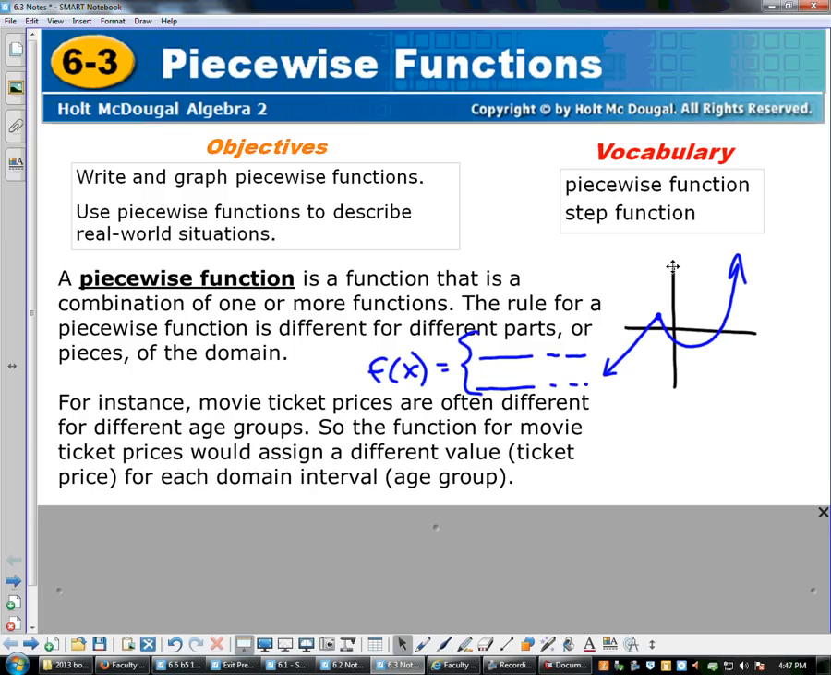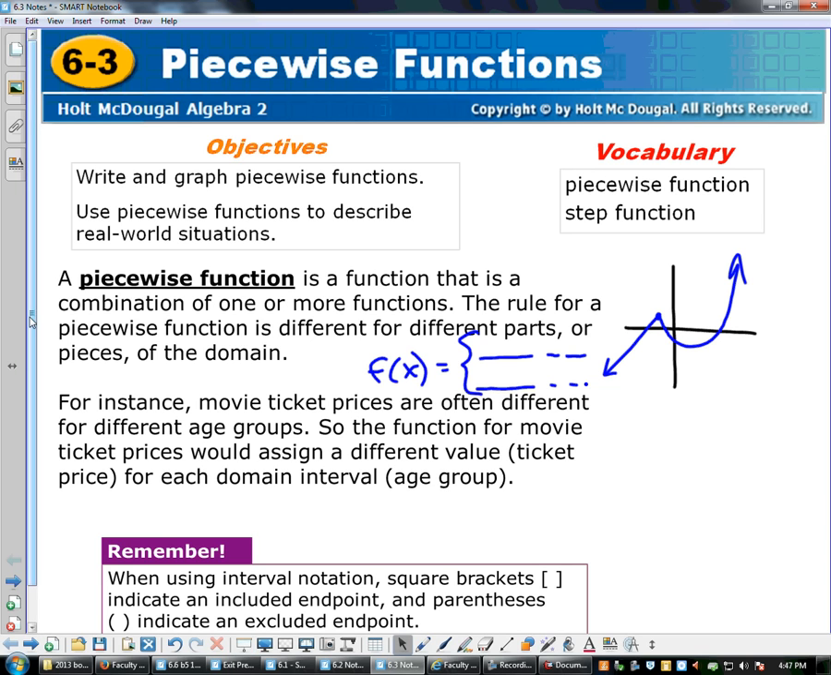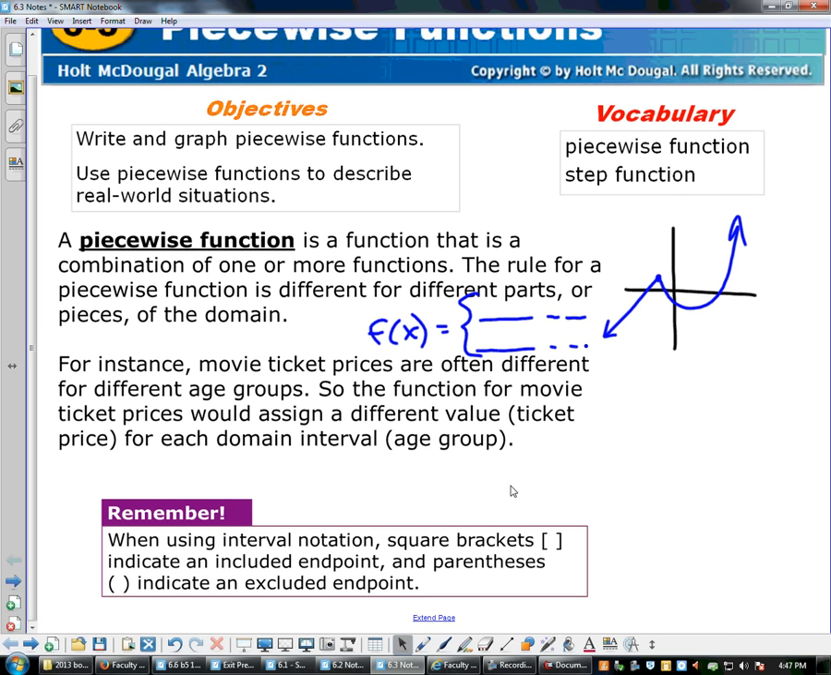So a real-world application: movie ticket prices are often different for different age groups. So the function for movie ticket prices would assign a different value or ticket price for each domain interval or age group. Now when we are going to write these, we're going to remember how to use interval notation. Square brackets indicate an included endpoint, and parentheses indicate an excluded endpoint. Or whenever we use infinities, we always want to use parentheses as well.